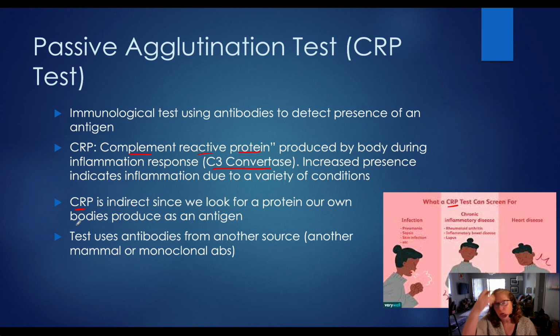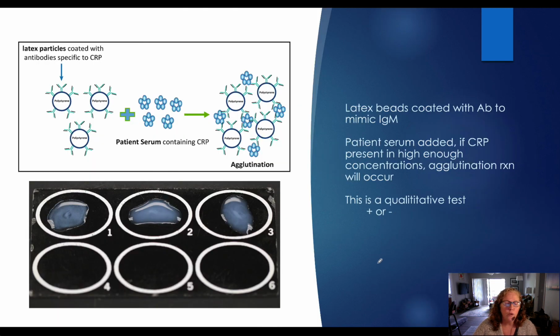We must introduce human CRP to some other cell culture or another organism in order to obtain antibodies from a different source. We're not going to get antibodies from our own serum because we don't produce antibodies against our own proteins. So an indirect agglutination test is when we get antibodies from another source. A direct agglutination test is when we use our own antibodies. So CRP is considered an indirect agglutination test. In the CRP test, we are looking for an actual agglutination or clumping type reaction.